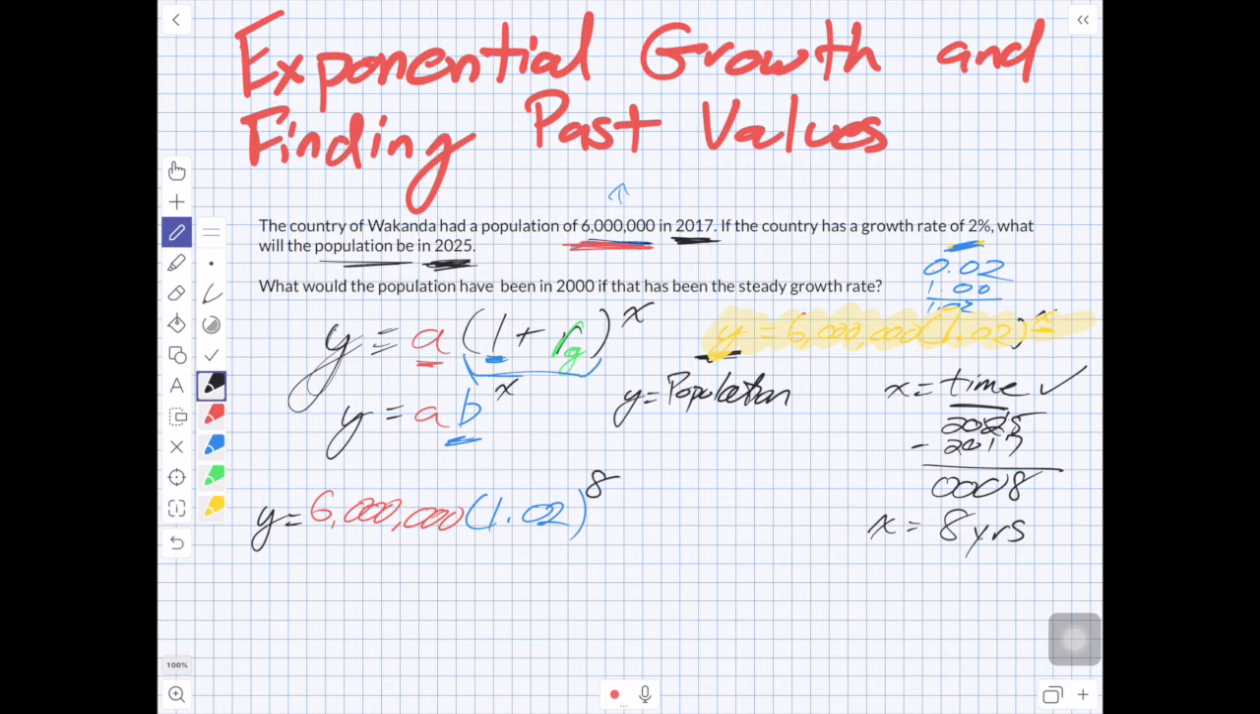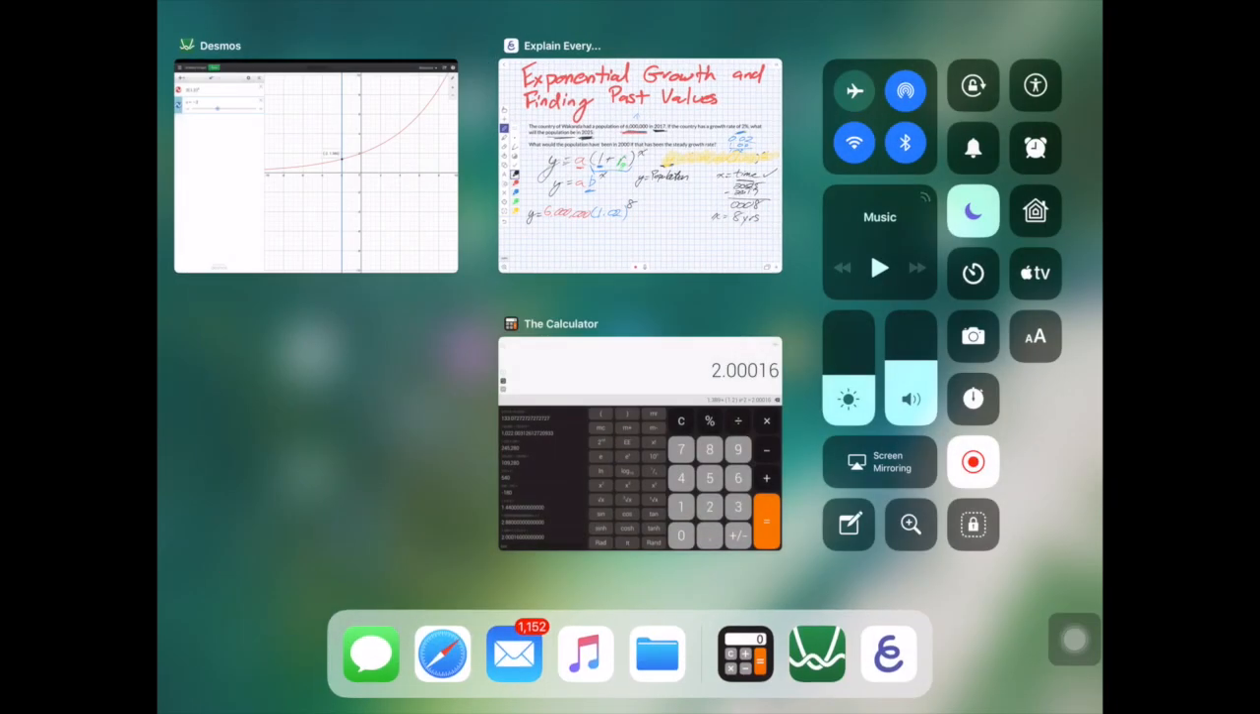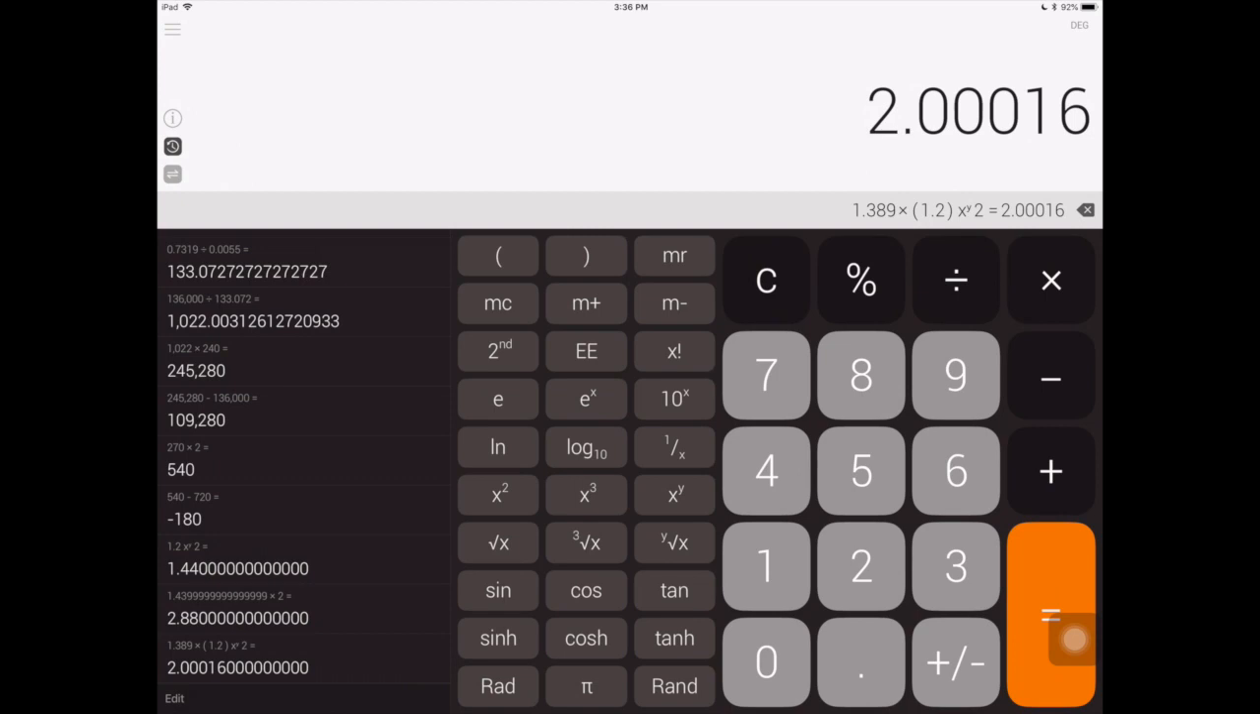Great. So we have this, and now we're going to try to solve it. So I'm going to bring up a calculator. So here's our calculator. I'm going to clear this. The population of the country was 6 million.